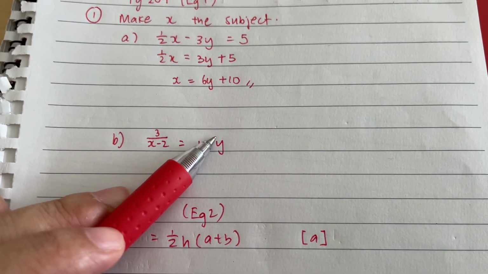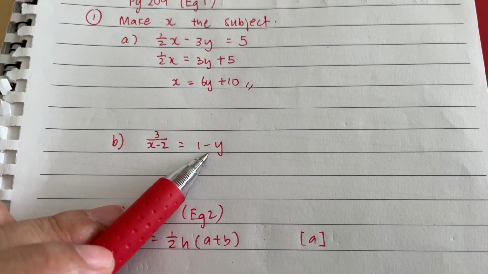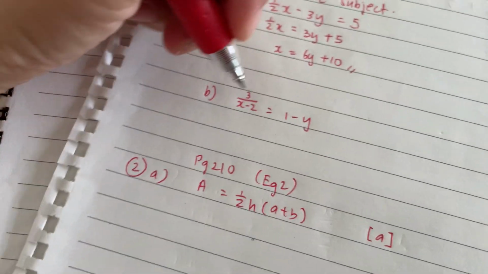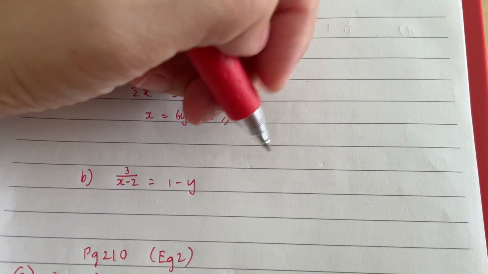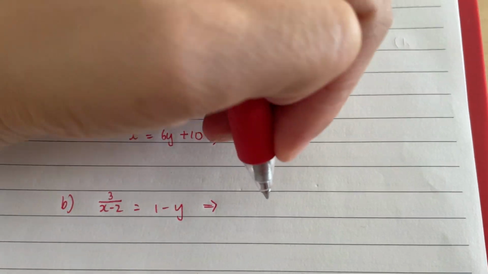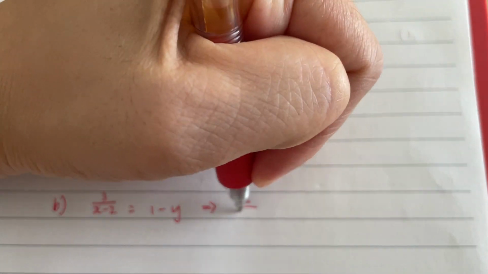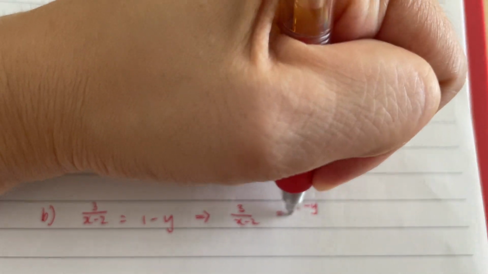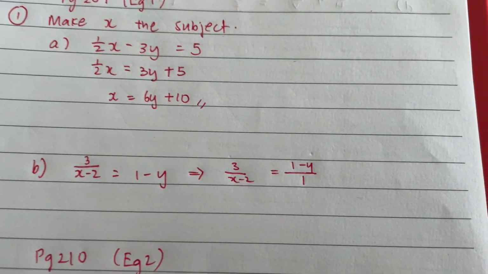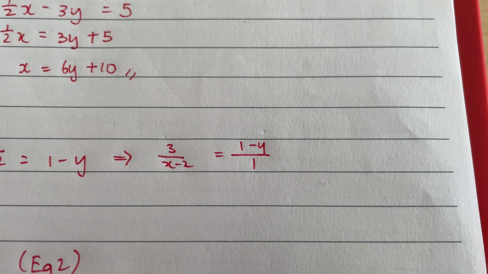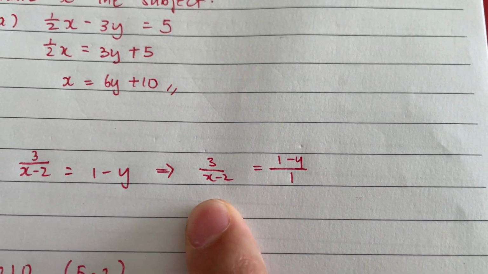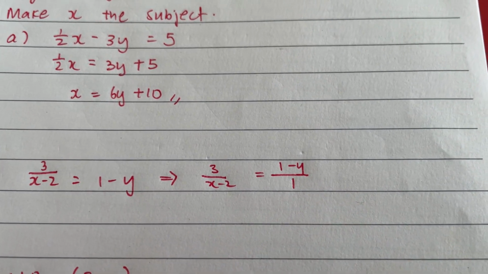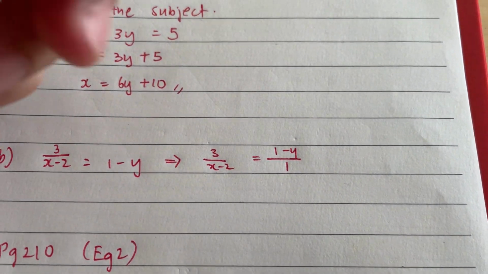Now bear in mind that on the right-hand side, 1 minus y can also be written as a fraction. So how can we write this as a fraction? This implies that 3 out of x minus 2 equals to 1 minus y out of 1. Now in this case, you realize that it looks like something familiar. You have a fraction equals to another fraction, and when we have this condition, we can easily cross multiply.